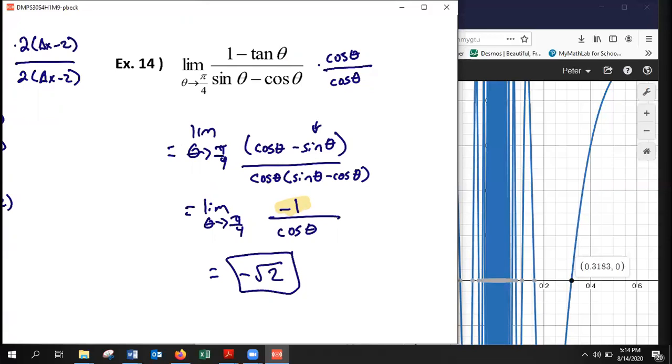Now this is a case, if you notice, where I haven't been checking the 0 over 0, but the tangent of pi over 4 is 1. So this is 1 minus 1. This is square root of 2 over 2 minus square root of 2 over 2. So 1 minus 1 is 0, square root of 2 over 2 minus itself is 0, which is why we're taking this algebraic approach with the trigonometry.